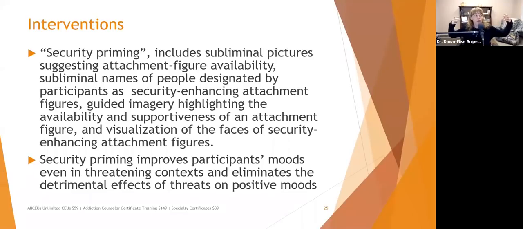We can also have them include pictures of these security-enhancing attachment figures on their mobile devices, pictures in their room, where they can regularly see these loving, secure faces around and feel a sense of comfort and warmth and all that stuff. Security priming has been found to improve participants' moods even in threatening contexts and eliminates the detrimental effects of threats on positive moods.